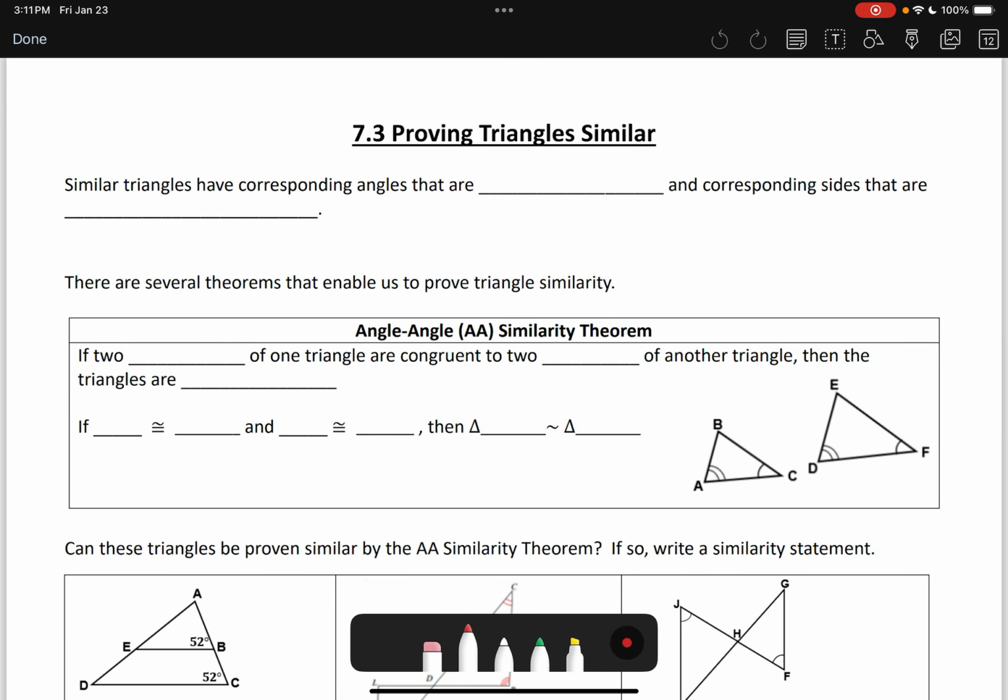All right, this video is going to cover notes 7.3. We're looking at proving triangles similar.